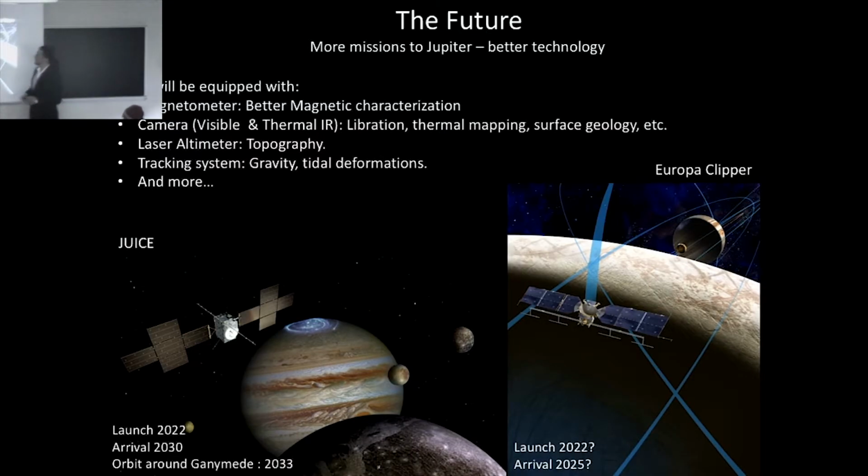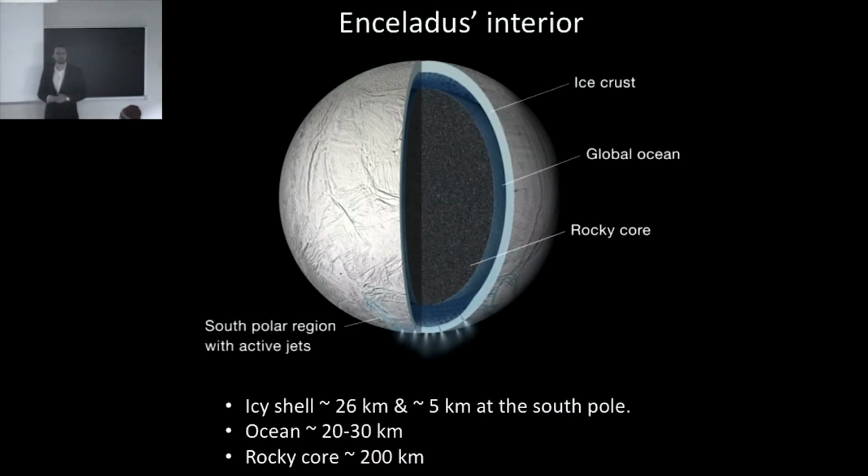So, how about the future? So, there are two missions. Can I just jump in there? You said earlier on that Enceladus we expect it to be too small to have an ocean. Yes. Except it does. So, yes. What are the possible explanations to that?